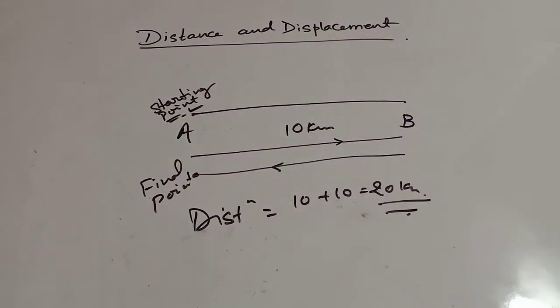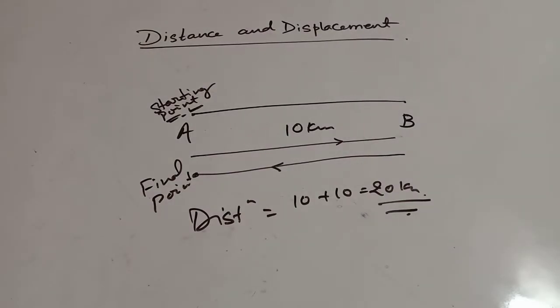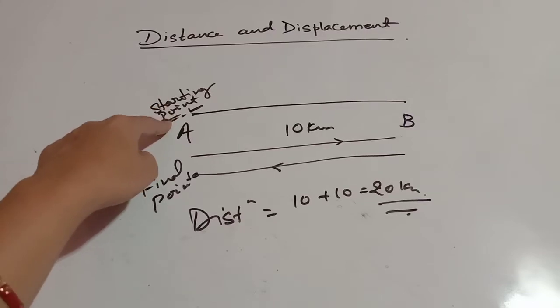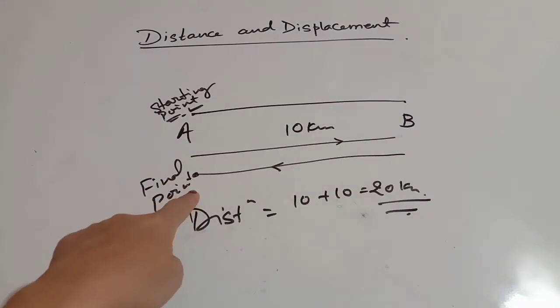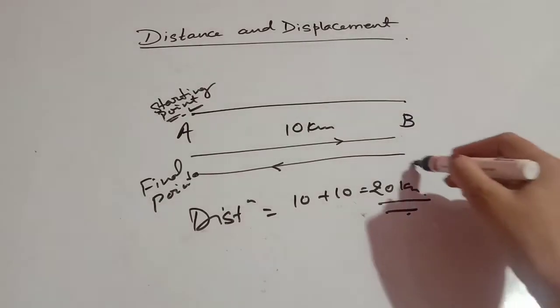So we can say easily, distance is what? The distance is the actual length of the path traveled by the object. In a given particular interval of time, whatever the length of the path traveled, that is known as the distance. Now in this example, if the person starts from point A, then A to B, the distance will be 10 km. Again from B to A, the distance will be 10 km. So total length traveled by the person is 20 km. So this 20 km is the distance.